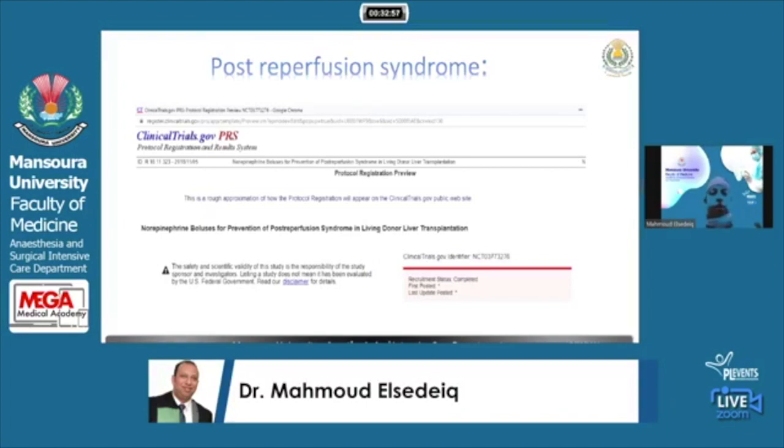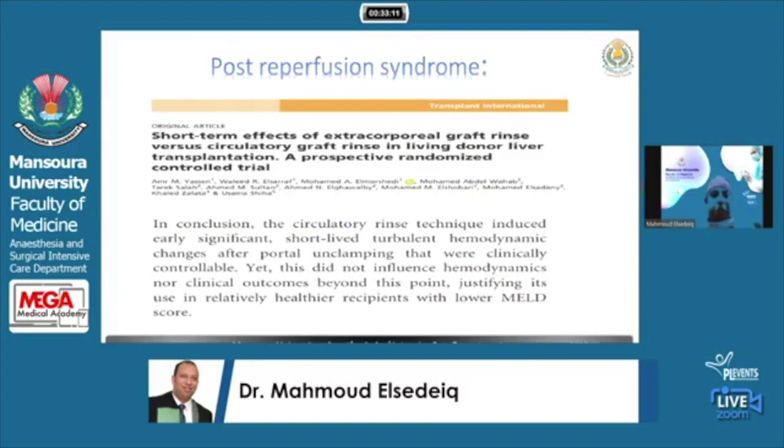This paper was registered as a clinical trial by our institute: norepinephrine boluses for prevention of post-reperfusion syndrome in living donor liver transplantation. The recruitment status is completed and the study will be submitted very soon.